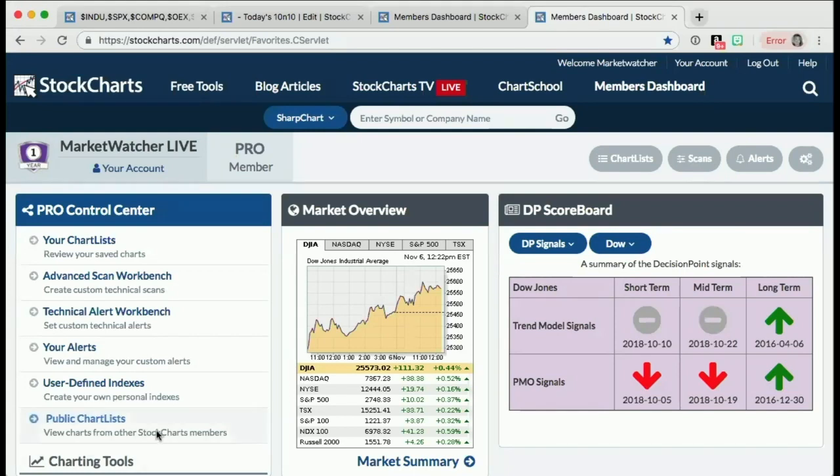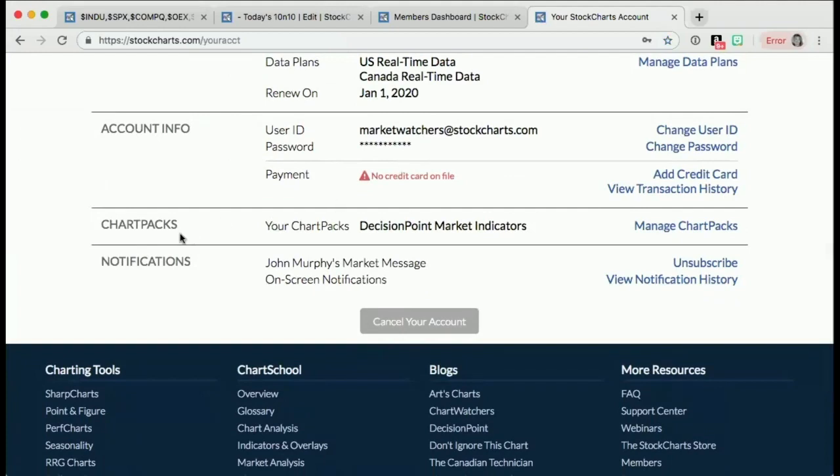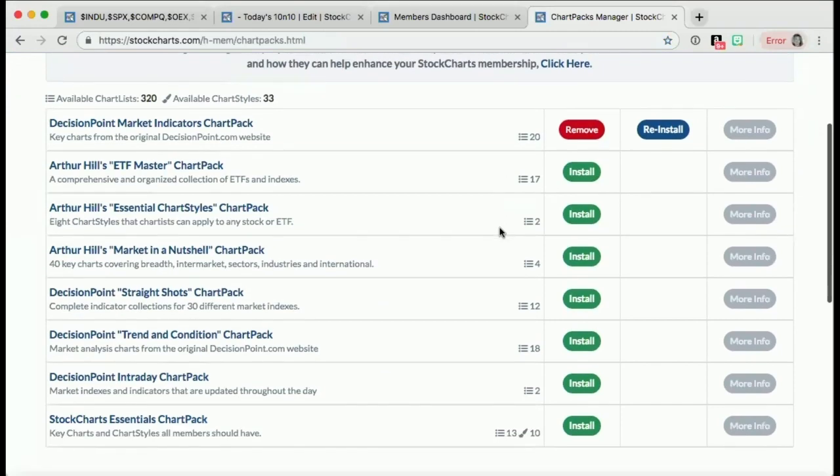All right, so here we are on our handy dandy members dashboard. Remember, we're now downloading a DecisionPoint chart pack. The way you get to your chart packs is you go up to your account right here and click on that. It brings up all your information, and if you look right down here, Chart Packs. Currently, I only have the DecisionPoint Market Indicators, because I went over that two weeks ago in the big picture indicators workshop. So I click on Manage Chart Packs, and here we are.